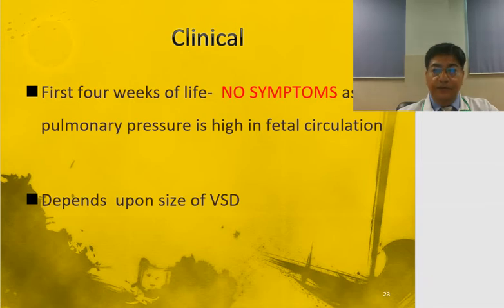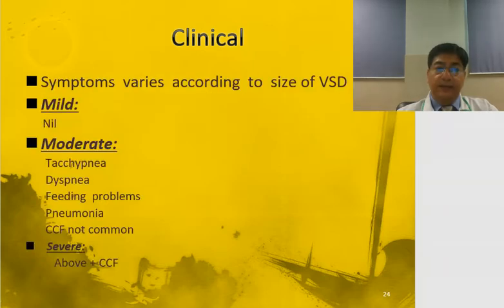So in the first 4 weeks there is more pulmonary pressure, as in the fetal circulation, so usually the presentation is late, and presentation depends on the size of the defect and the shunt across the defect. So in a defect of smaller size, usually there is incidental appreciation of a murmur when the child presents with some other issues.